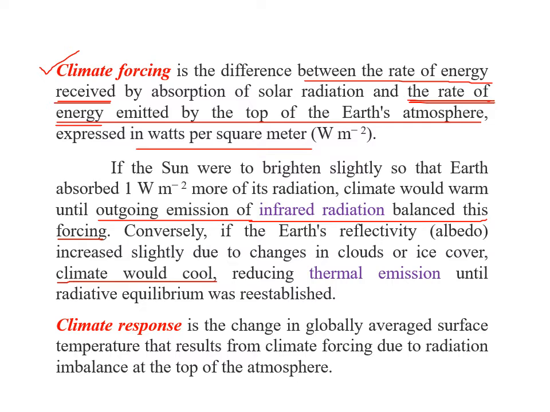So you can see that a slight change of anything, either the receiving of radiation energy from the sun or the emission of long wave radiation from the earth's surface, brings a change in the earth's climate. Now climate response is the change in globally averaged surface temperature that results from this kind of climatic forcing due to radiation imbalance at the earth surface.